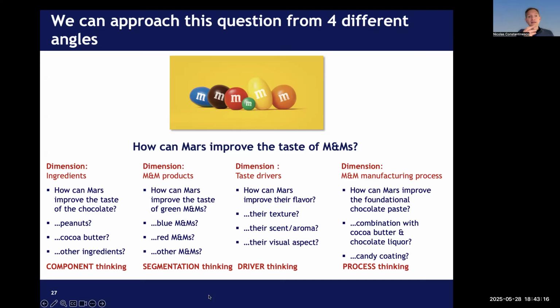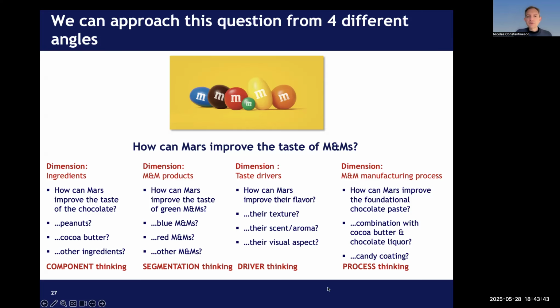So component thinking, segmentation, driver thinking, process thinking. None of them is better than the other in the absolute. It's just going to depend on the question and what you come up with in terms of the dimension. And in this case, one might argue maybe the ingredients perspective or the component thinking is better than another one, maybe. But again, we don't even have any context, so who knows?